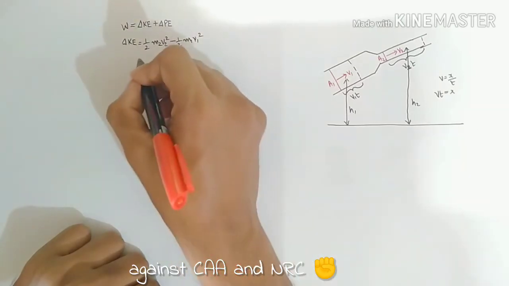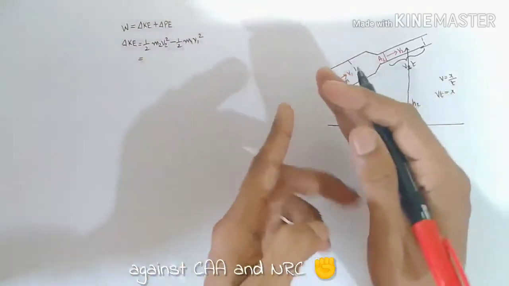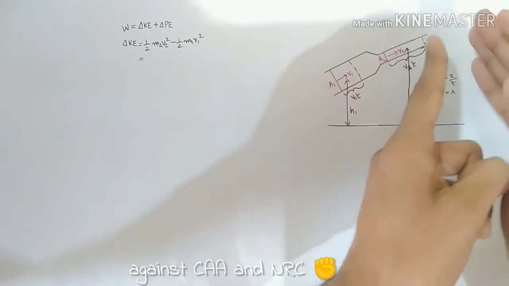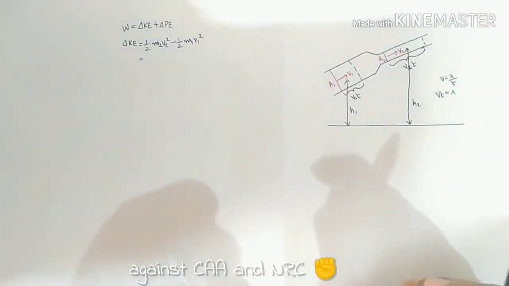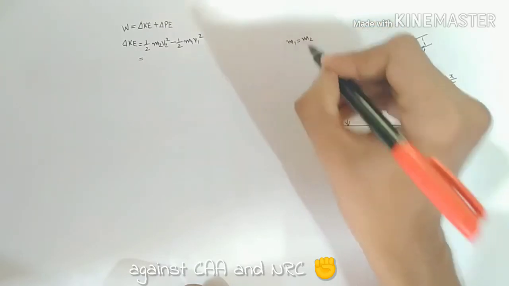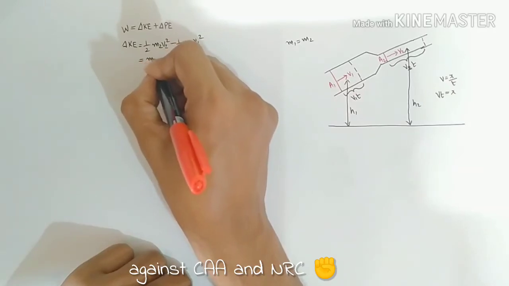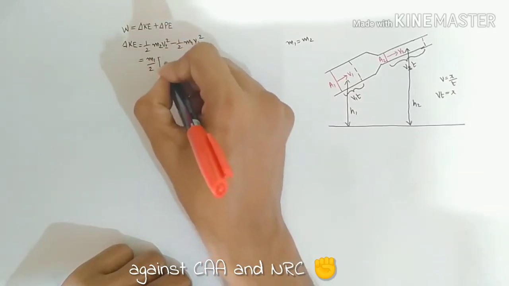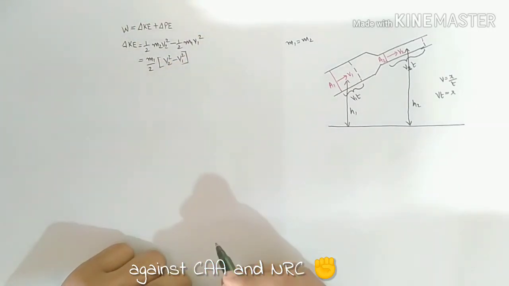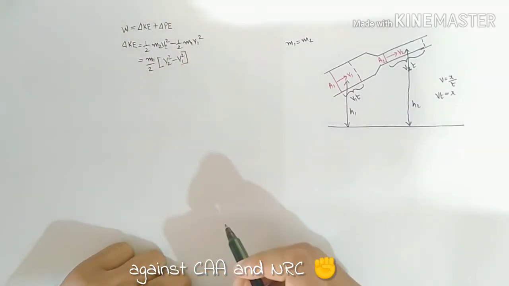Then according to the law of conservation of mass, the mass of liquid flowing through the first section should be equal to the mass of liquid flowing through the second section. Therefore I could write m1 is equal to m2, and we could write m1 by 2 into v2 square minus v1 square. I am writing it like this since m2 and m1 are both equal.